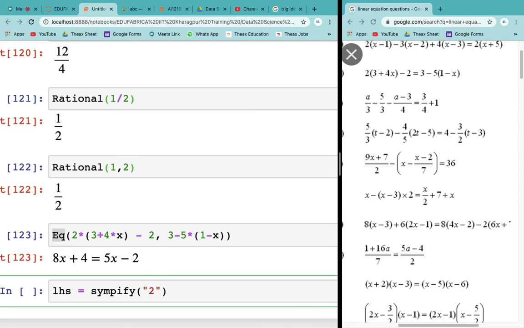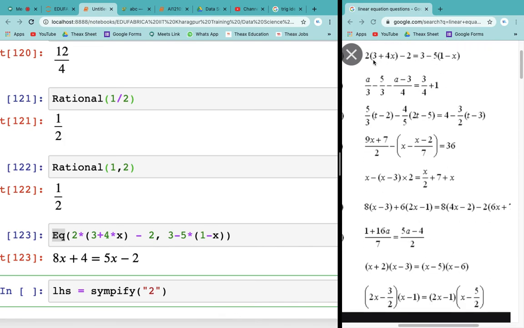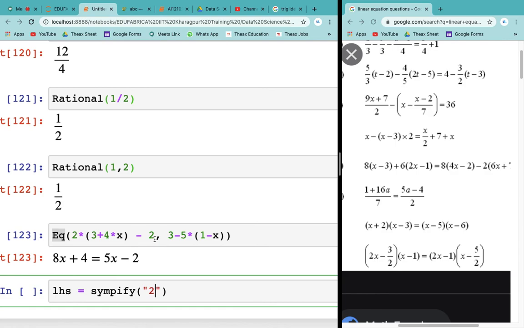I'm just writing up the total answer. 6 plus... it's easy to solve, I think. Let's solve something different. This one is fine, this is easy. 6 plus 8x minus 2. So 8x minus 4, okay, equals 3 minus 5, sorry, plus 5x. You get the easy answers. Let's say 1 plus 16a by 7. Let's see this one.